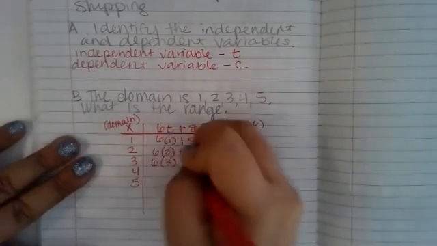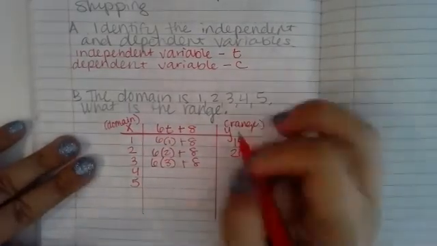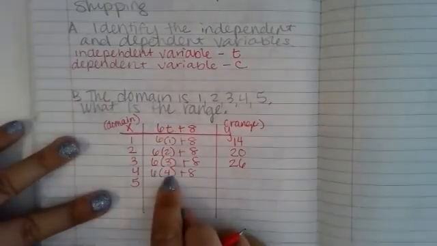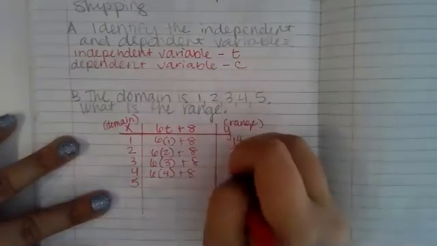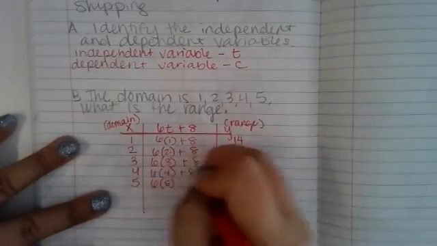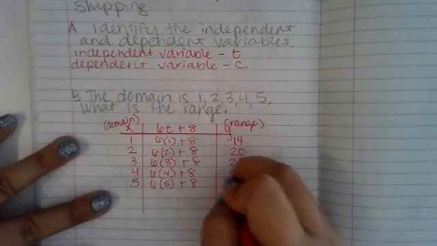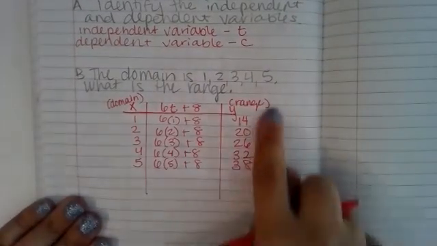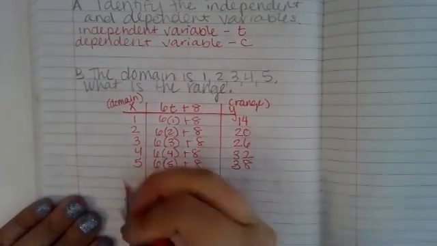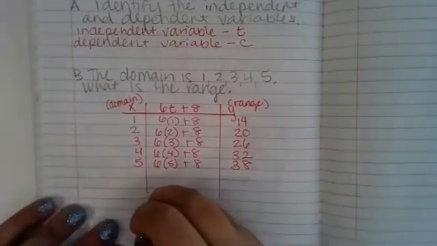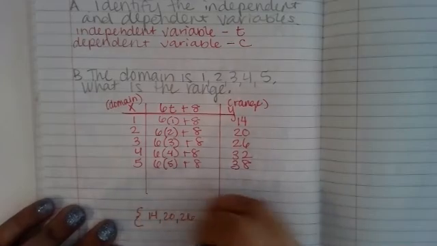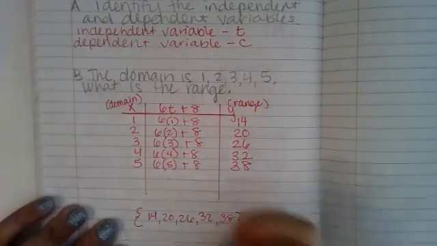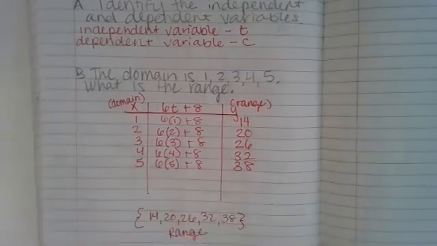This is 6, substitute 3 plus 8. That makes 18 plus 8. That's 26. 6, substitute 4 plus 8. That makes 24 plus 8, which makes 32. And then I have 6 times 5 plus 8 would make 38. So now my range is going to be a list of these numbers. So my range is 14, 20, 26, 32, 38. And this is my range.